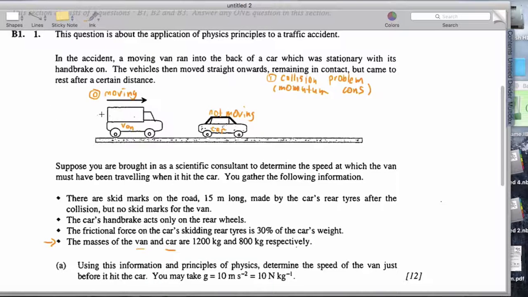So the mass of the van is 1,200 kilograms. The other thing, let's be clear, the weight of the van is going to be m times g, so that's going to give us 12,000 newtons. Please be able to go back and forth between these things fluently. The mass of the car is 800 kilograms, and the weight of the car is 8,000 newtons. I want both of those labeled. I don't know if I need both, I write them down anyway.